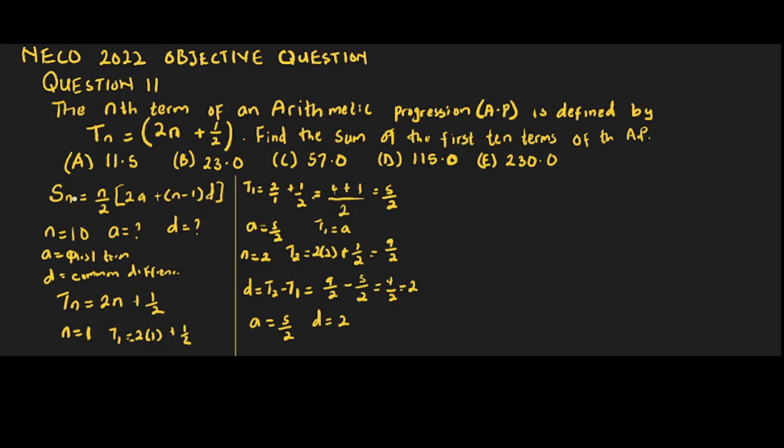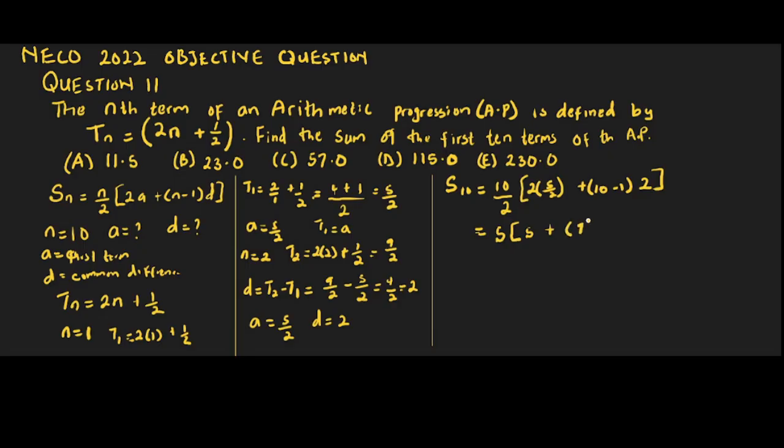That means what we need to get the sum of the first 10 terms is ready. Then we go back to our formula. We go back to Sn. We want to find the sum of the first 10 terms. That means S10 equals n over 2, and our n is 10, so 10 over 2, open bracket, 2 times a, which is 5 over 2, plus (10 minus 1), close bracket, times our d, the common difference, which is 2. We close the bracket. Here, 10 divided by 2 gives us 5, open bracket, and 2 cancels 2, so we have 5.